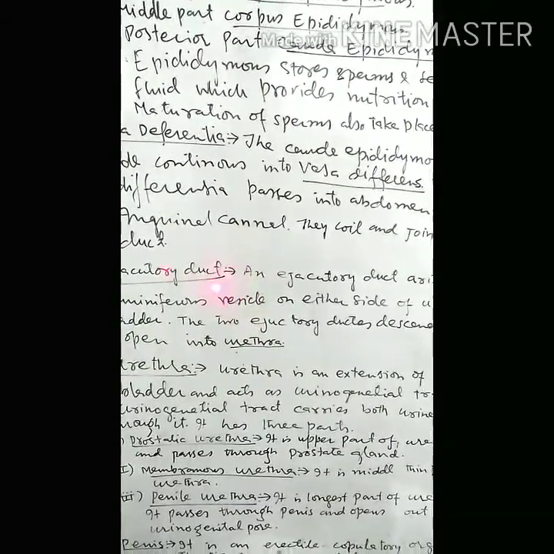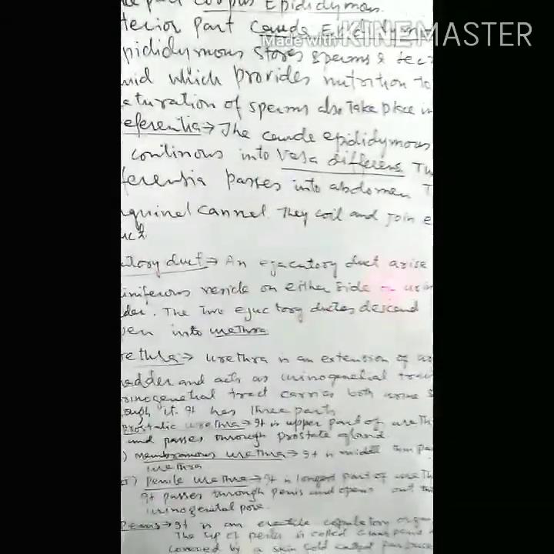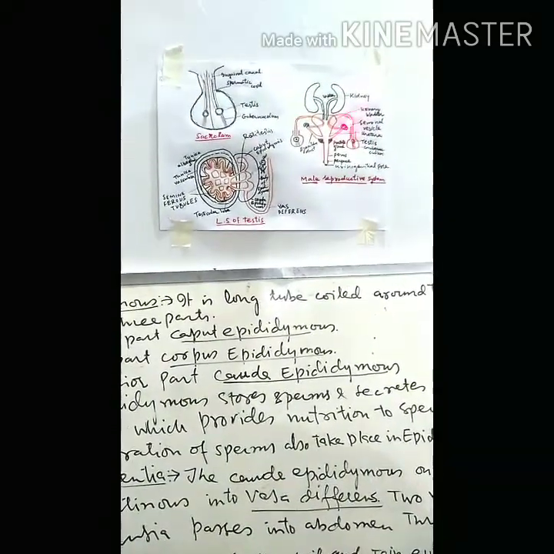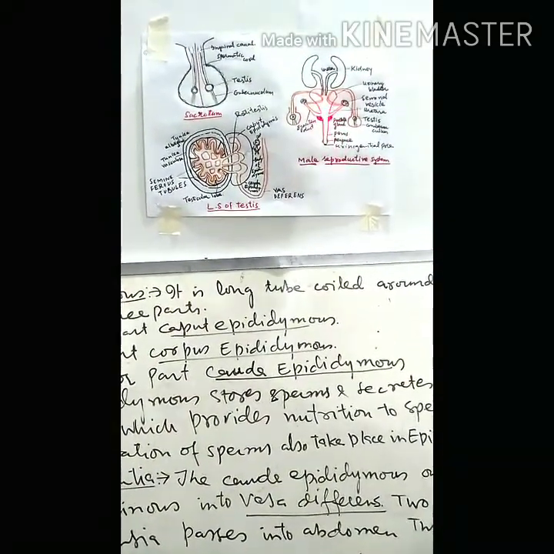Coming to the ejaculatory duct: it arises from the seminal vesicle. The ejaculatory duct emerges from the seminal vesicle on either side of the urinary bladder. The two ejaculatory ducts descend down and open into the urethra. So coming out of the seminal vesicle, they join the urethra.